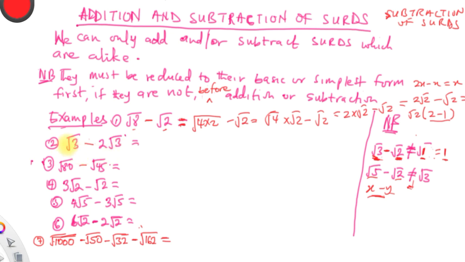Okay, so let us look at this example. What answer do you get? This is root 3 minus 2 root 3. This is the same as 1 root 3 minus 2 root 3. The answer is negative root 3. So this is the answer you get.